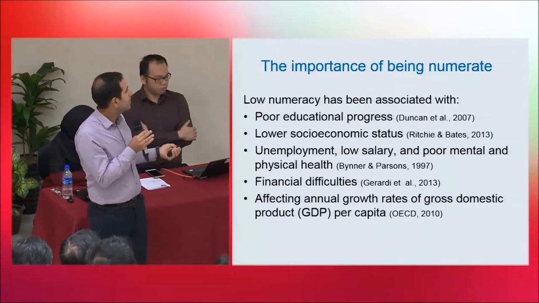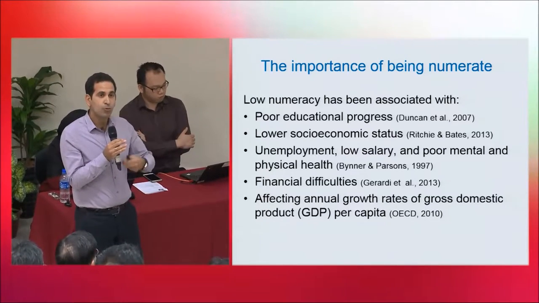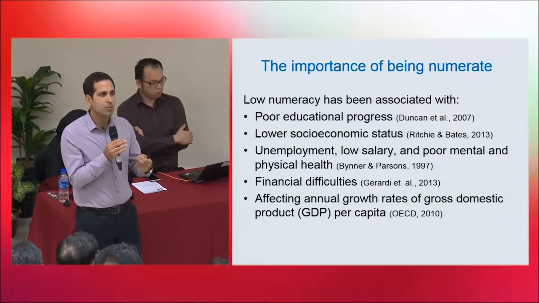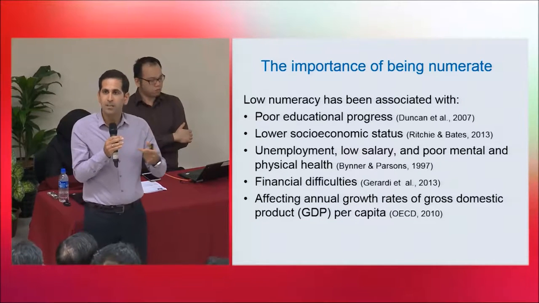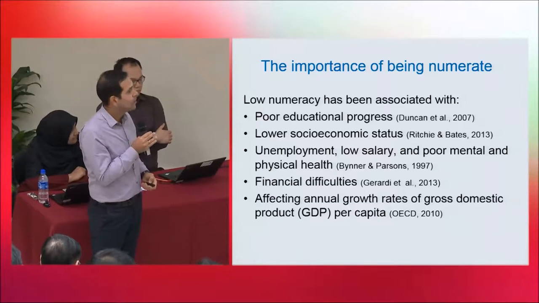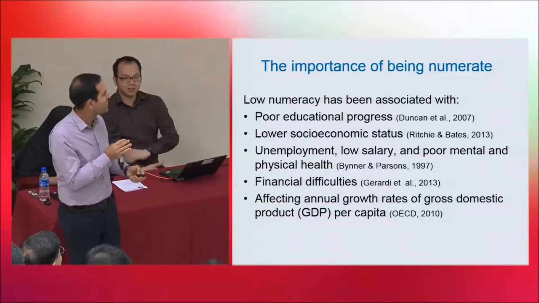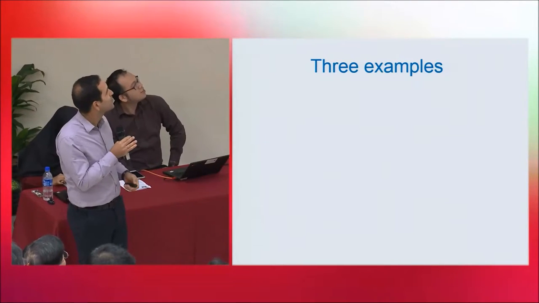And at the societal level, for example, it has been shown that improving numeracy is associated with better economic indices, such as, for example, the GDP. So now we know it's important to be numerate. I didn't tell you much about that, I guess. I didn't tell you something new.